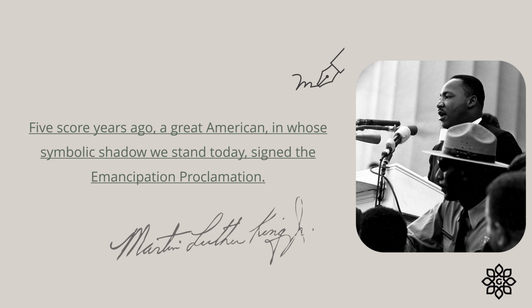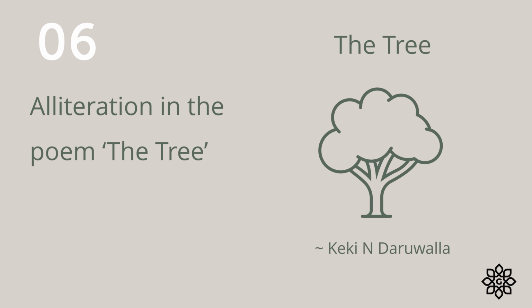Five score years ago, a great American, in whose symbolic shadow we stand today, signed the Emancipation Proclamation. Can you pick out the alliteration here? It is the sound of S in the sentence: score, symbolic, stand, signed. Find the examples of alliteration in the poem The Tree, written by K.K. Darwala. For example, falling flowers. Likewise, find the rest of the alliteration words from the poem and submit the answers. This is your Section A question.